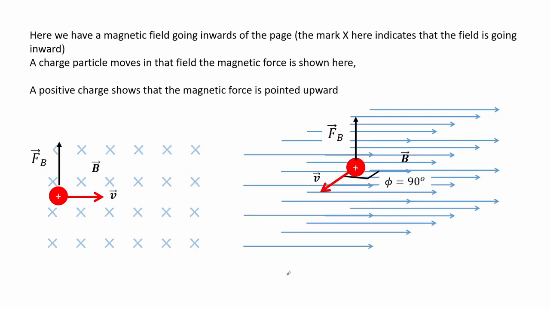Here we have a magnetic field going inwards of the page. The mark X here indicates that the field is going inward. A charged particle moves in that field. The magnetic force is shown here. A positive charge shows that the magnetic force is pointed upward. The particle's motion is affected because of this force, and it will be deflected.